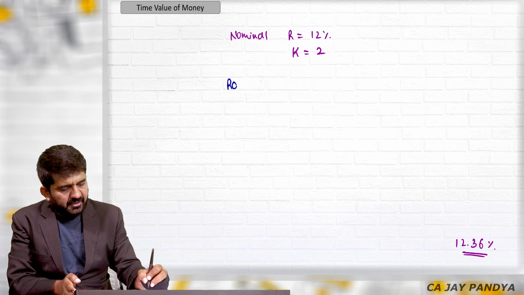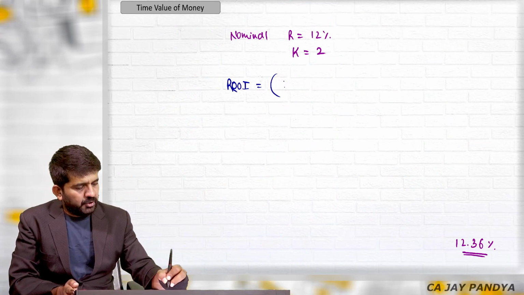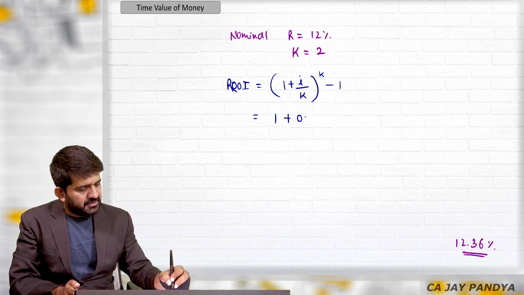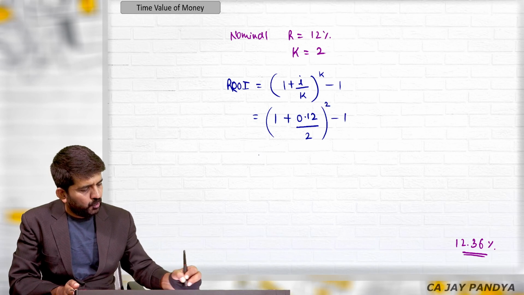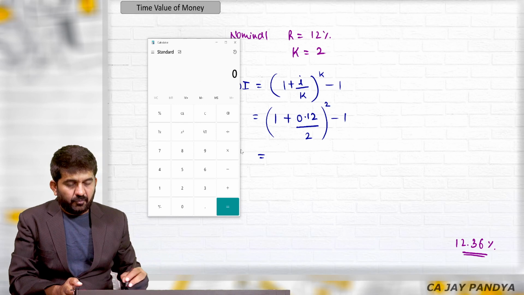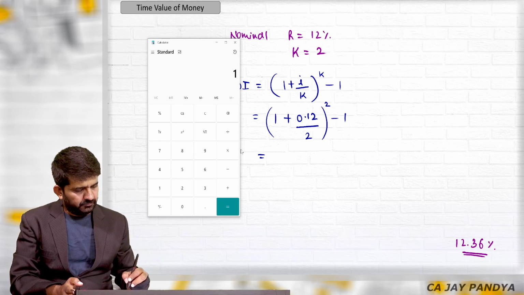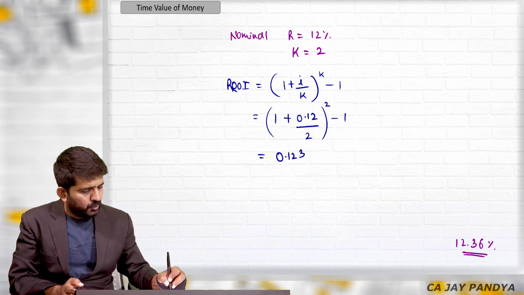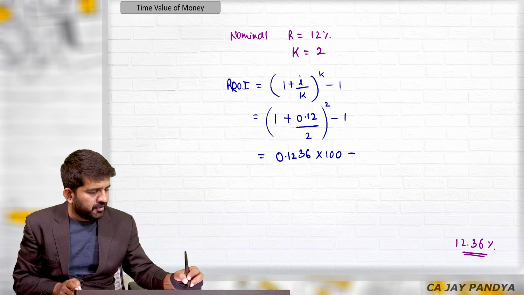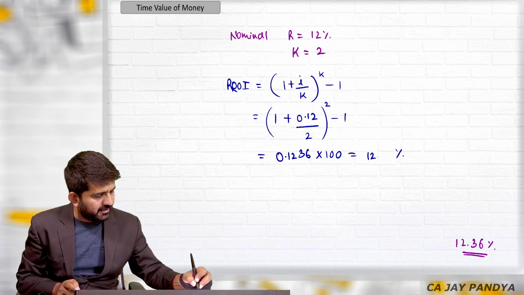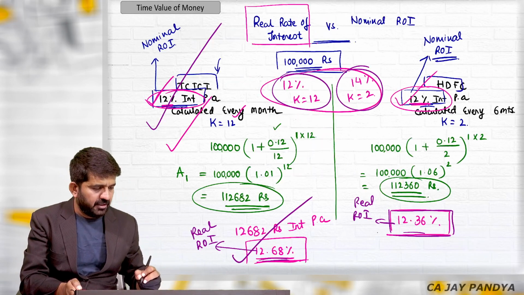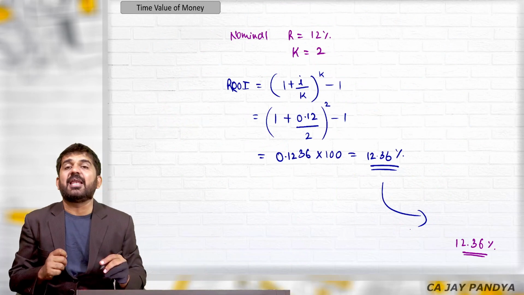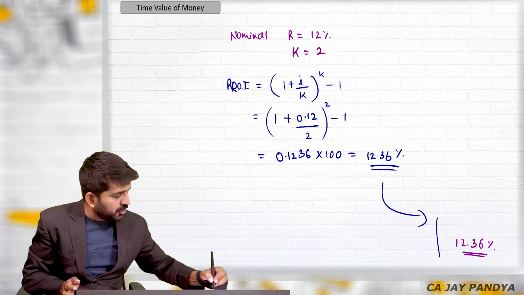What is the formula? Real rate of interest is equal to (1 plus I upon K) raised to K, minus 1. This is (1 plus 0.12 upon 2) raised to 2 minus 1, which is 1.06 squared minus 1. It is 0.1236. If you want to convert it into percentage, you multiply it by 100, which is 12.36, the answer we got manually even without using the formula. So 12% interest compounded every 6 months is really 12.36 percent. You will really be getting 12.36 percent.